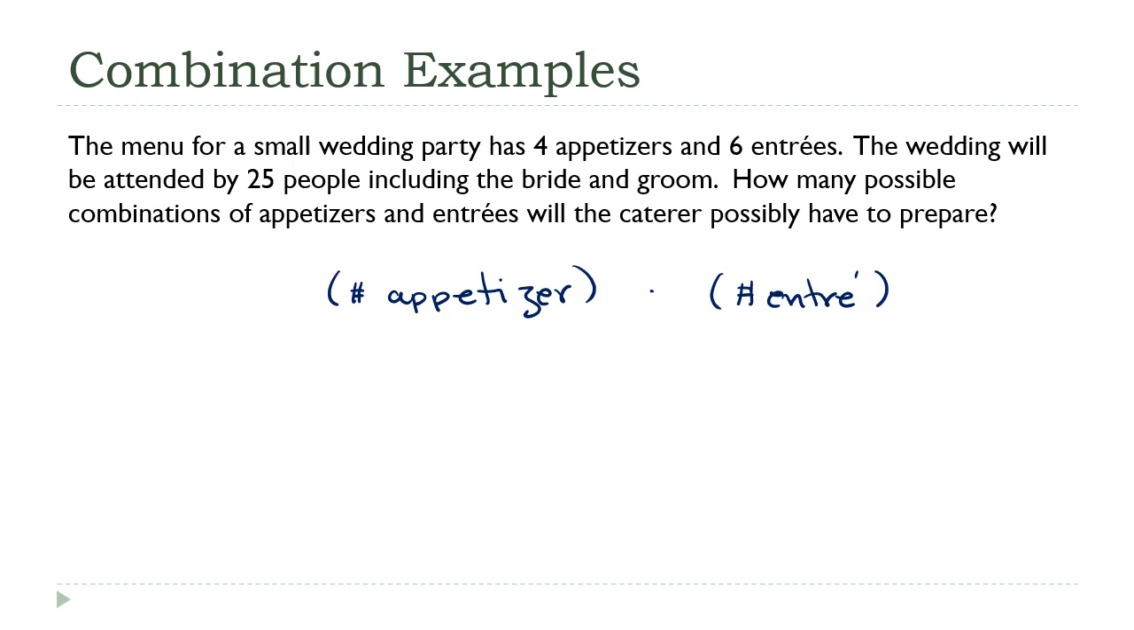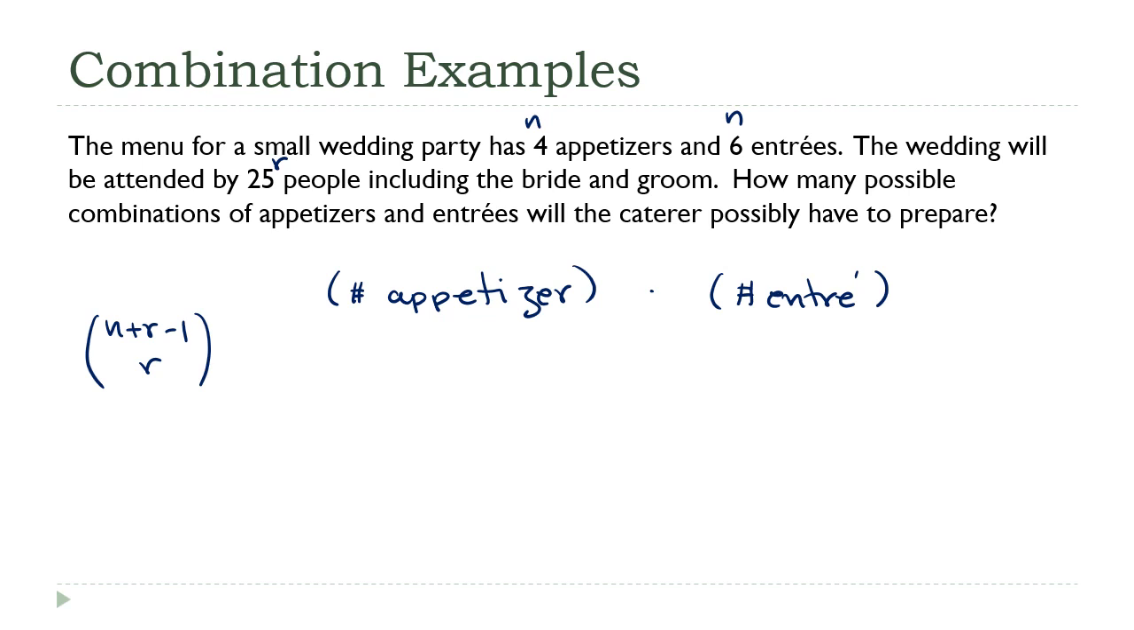Well, let's pull out the numbers here, right? Remember that in the formula, n is the number of things that we have to choose from. So when I'm doing the appetizers, n is going to be 4. When I'm doing the entrees, n is going to be 6. And r is the number of things that we have to choose. So we have to choose 25 of each. Now remember, I'm going to write this off to the side here. The formula is n plus r minus 1, choose r. Now I can put my numbers in.